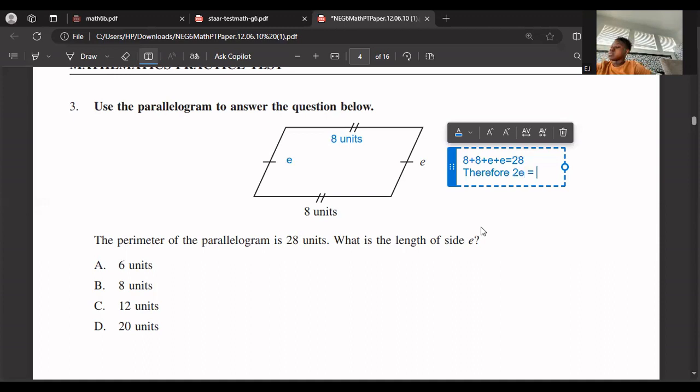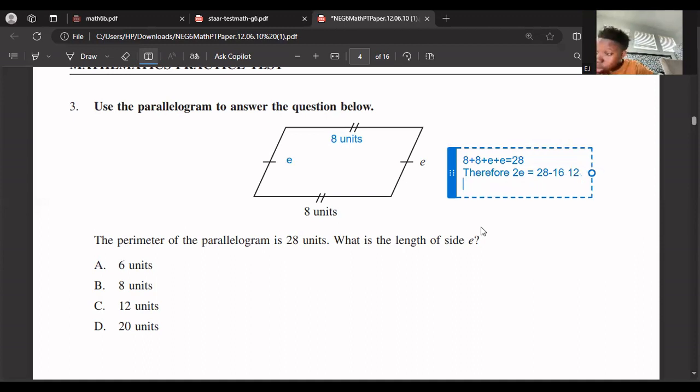2E gives you 28 minus 16, as you got it? 28. And that's 12, right? So E gives you 6, which is 12 divided by 2. Correct. So, 6 units. Should we move on to the next question?